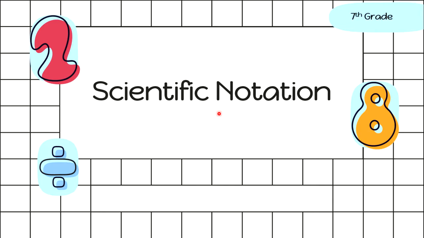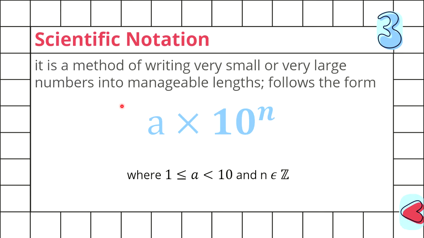Good day, class. Our topic is scientific notation. Let us first define the meaning of scientific notation. It is a method of writing very small or very large numbers into manageable length so that we can easily compare them with other numbers and illustrate them.